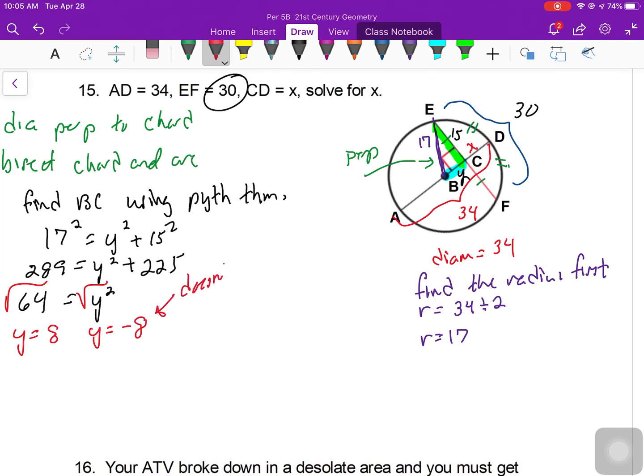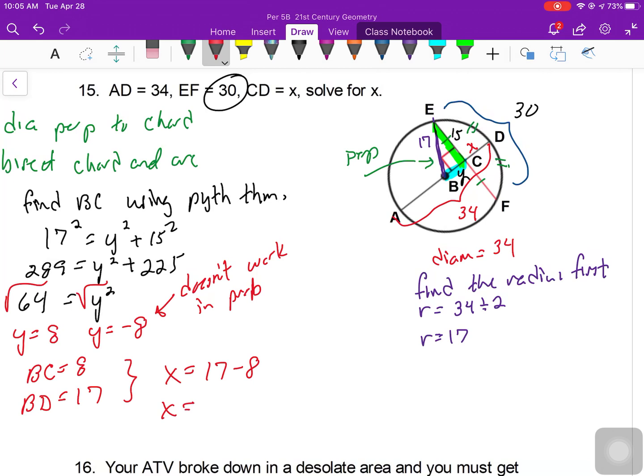Y equals negative 8 also, but that one doesn't work in this problem. But now I know that B to C equals 8. And I know B to D is equal to 17. So to find my x, x will equal 17 minus 8. So x will equal 9.